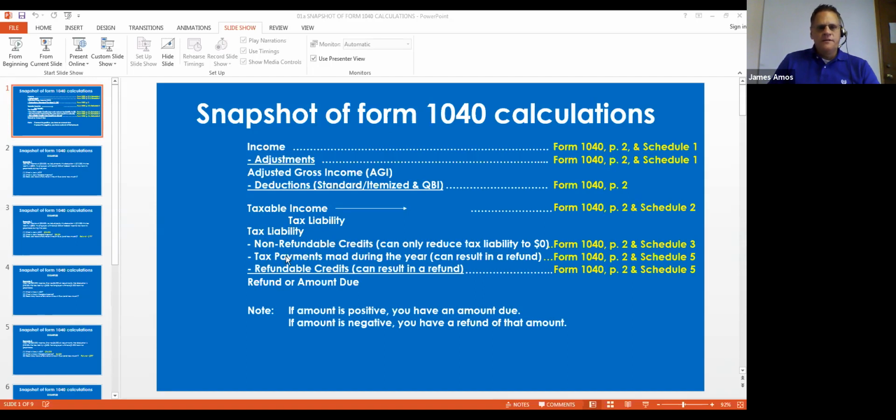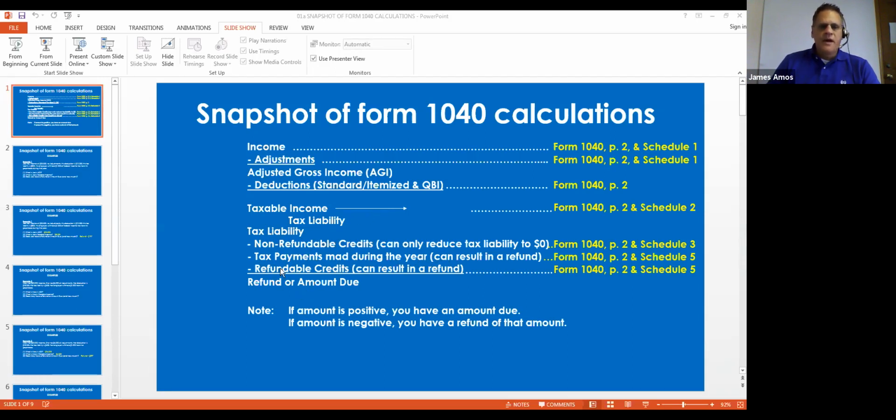Then you have tax payments made. That was supposed to be made, not mad. The tax payments made during the year can result in a refund. Okay, so these are tax payments that were taken out, where you had federal income taxes withheld each paycheck. That's what we're talking about. Tax payments that you made during the year. And if you paid more than you owe in the tax liability, that can result in a refund.